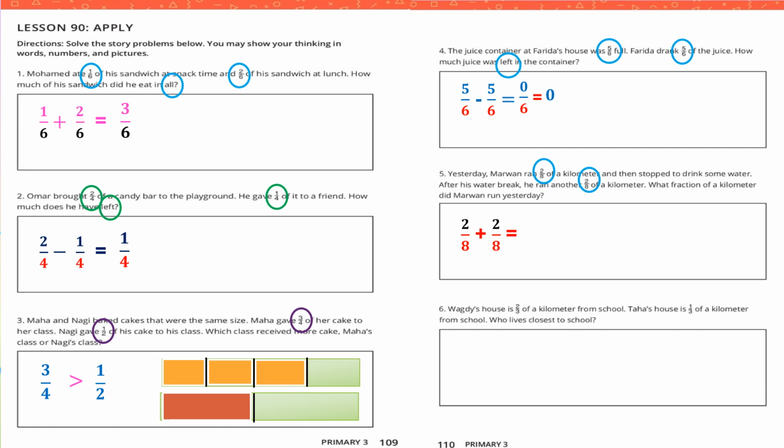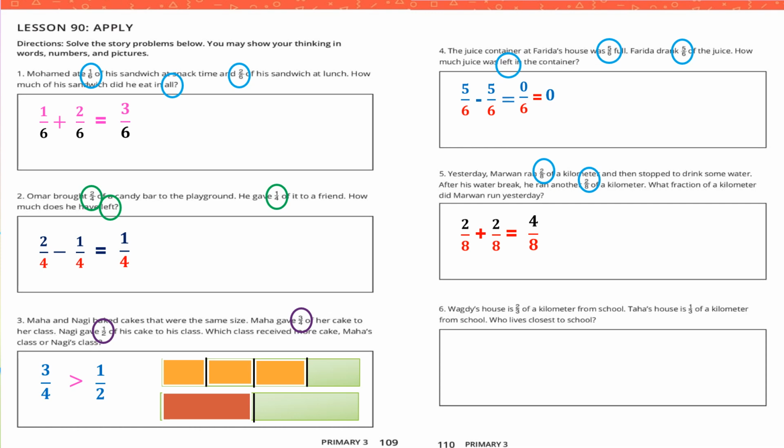2 over 8 plus 2 over 8. We have the same denominators, so put it as it is, 8 down. Up, 2 plus 2 equals 4. So the final result here is 4 over 8.